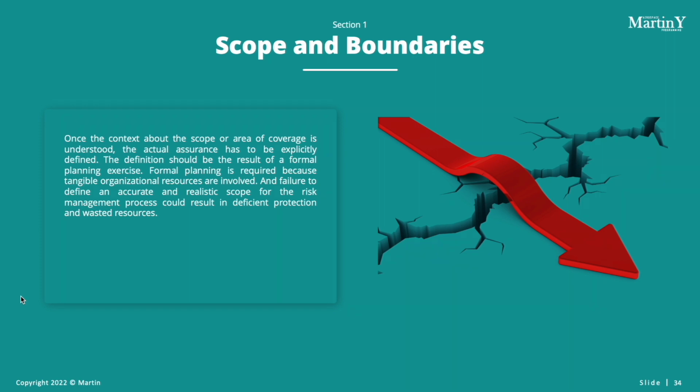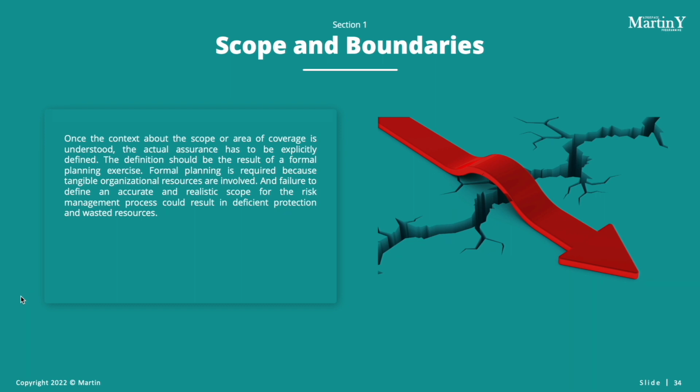So failure to define an accurate and realistic scope for the risk management process could result in lower protection and waste of resources. So for that reason, distinctive and meaningful boundaries have to be established when you're conducting the risk management process. In particular, the logical relationships have to be understood between the different components of your plan, since the dependencies between various elements that fall under the risk management process have to be factored into the assurance process.